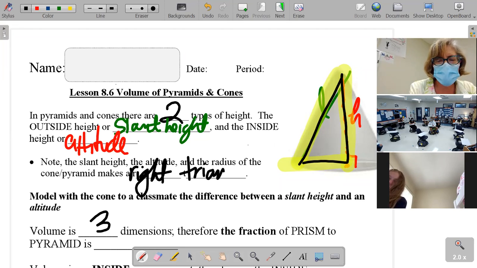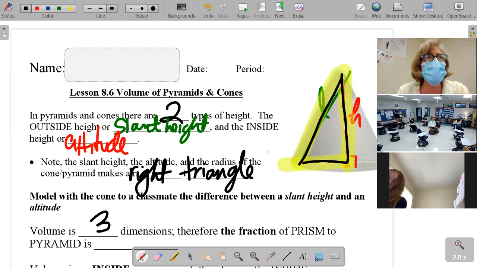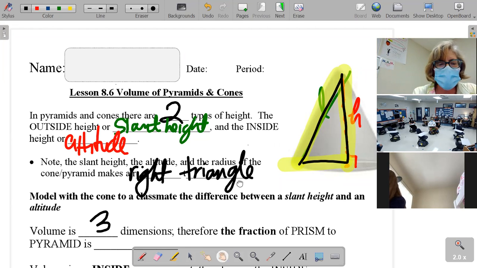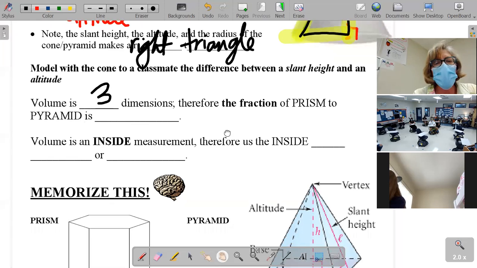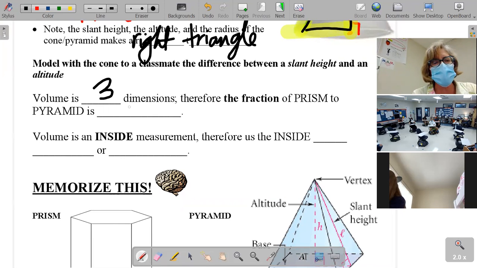Watch out, friends. Close to 30% of today's lesson involves right triangles. Specifically this, complete my sentence, guys. If you have 2 sides and you need a 3rd side, what do? Pythag, that's your superpower. Watch out for that. Couple philosophical things. Volume is 3 dimensions. Therefore, the fraction from a prism to a pyramid is 1/3.